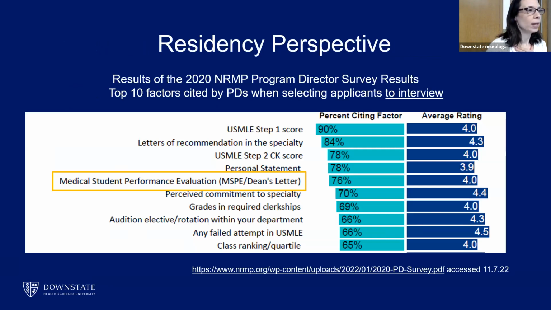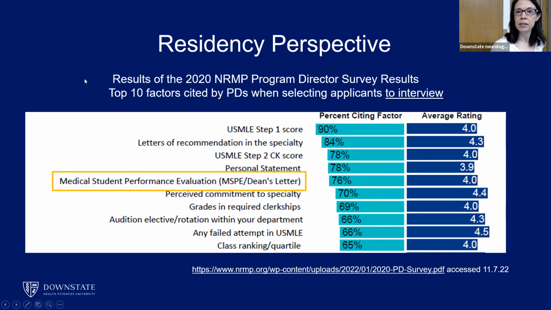And that brings us to the residency perspective. So what are the residency directors looking for? In 2020, the NRMP did a survey of around 600 program directors, not only in neurology, but in all fields. And they asked them, what are the most important factors determining who's offered an interview? We'll talk about these top ones, but since then, USMLE Step 1 has gone pass/fail, so that's no longer one of these criteria. But you can see in the top 4 is the MSPE or dean's letter, and that is considered more important in the granting of an interview, even than the grade in that clerkship.